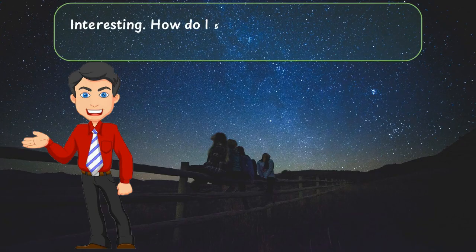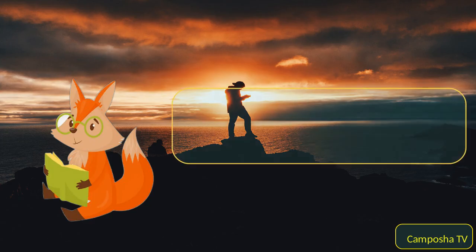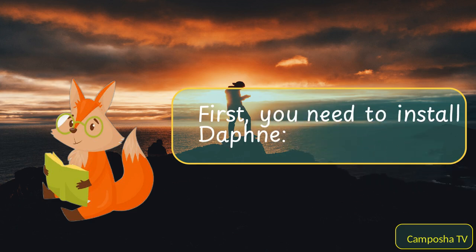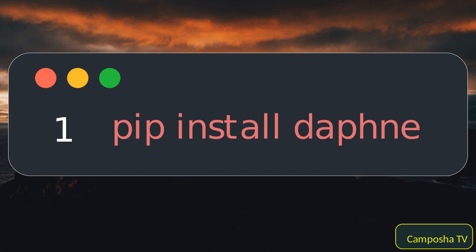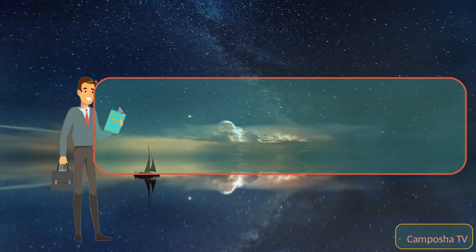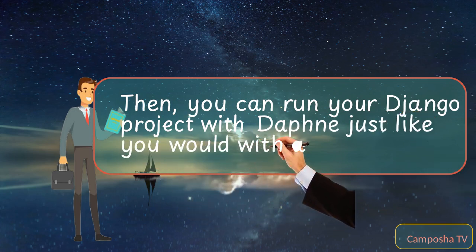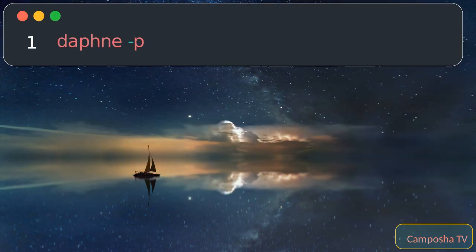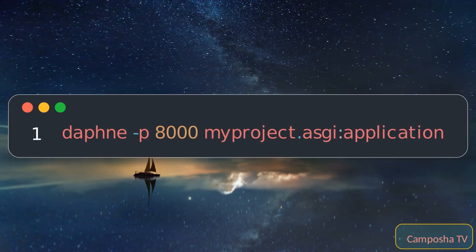Interesting. How do I get started with Daphne in a Django project? First, you need to install Daphne. Then, you can run your Django project with Daphne just like you would with a WSGI server. Here, myproject.asgi application refers to the ASGI application object in your Django project.